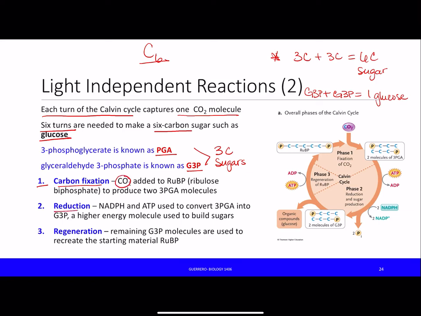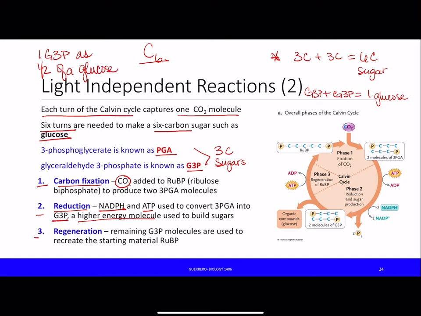The next step is reduction, and in reduction, our NADPH and our ATP is going to convert our molecule to G3P. Okay, so in reduction, we're going to use the carbons that we got from carbon dioxide and the NADPH and the ATP to make G3P, which is an energy molecule. Okay, think of 1 G3P as half of a glucose molecule.